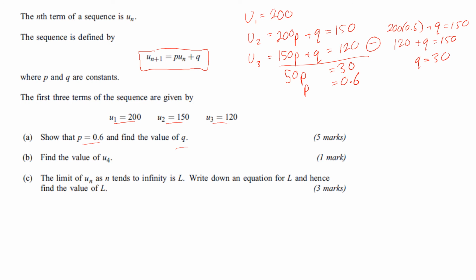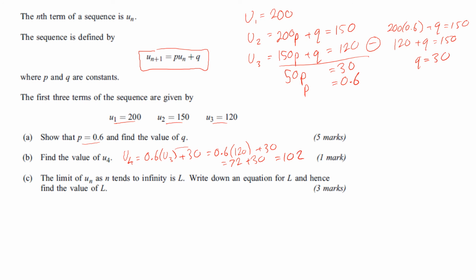If we look at the sequence as well, is this a geometric sequence? Maybe not quite, no. Okay, it says to find the value of u4. So for u4, we're going to need to do p lots of un, so 0.6 lots of u3 plus our q, our 30. So that's going to be 0.6 lots of 120 plus 30. It's going to be 72 plus 30 is 102.